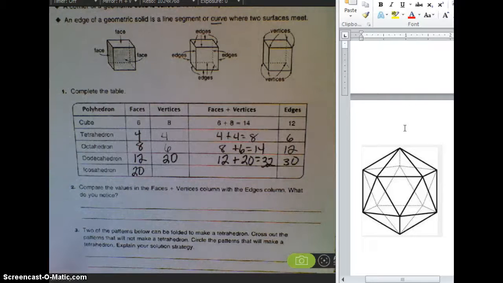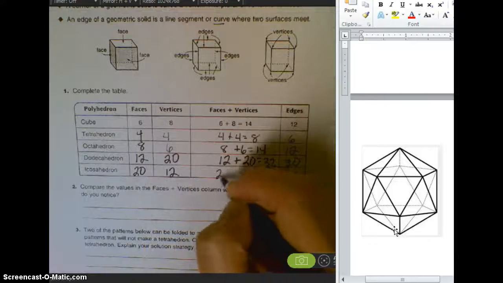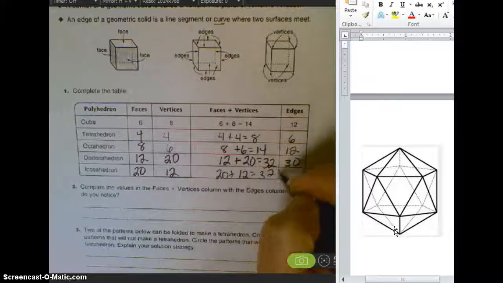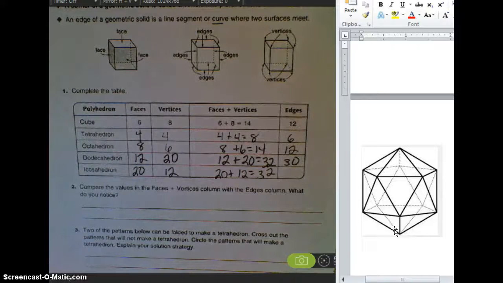And then vertices, those are their points on it. 1, 2, 3, 4, 5. And then down here, another 5. That makes it 10, 11, 12 for vertices. And we can add 20 plus 12, and we get, ironically enough, 32, just like the one above it. And now we need to count number of edges.